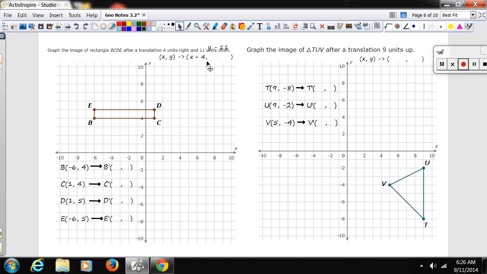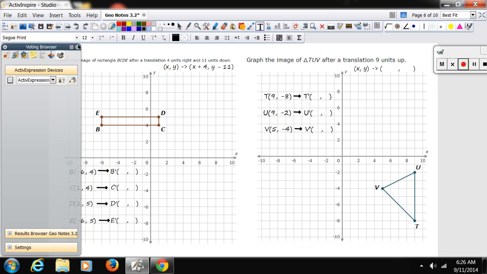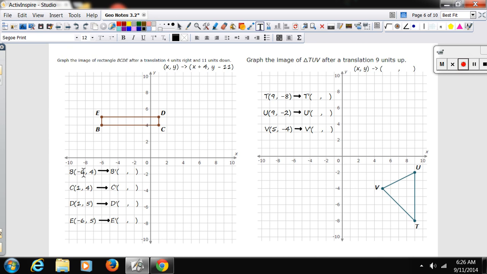So you went x plus 4, and you're going to do y minus 11. So squeeze that into your little rule. This is our translation rule right here. So what that's telling me is I can find my 4 new points without even graphing it if I want to. I can automatically put in, I'm going to add 4 to the x, so negative 6 plus 4 is going to be 2.